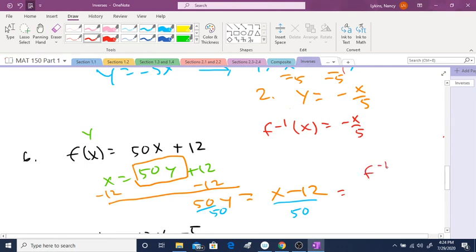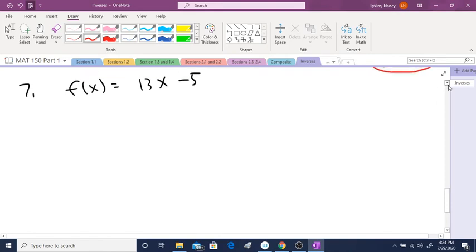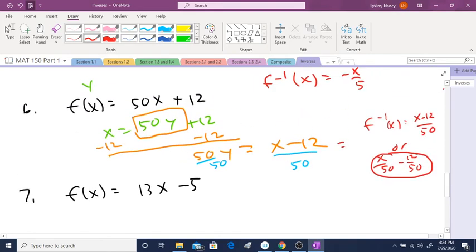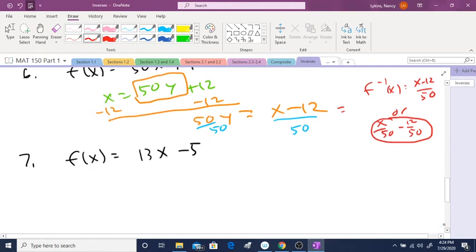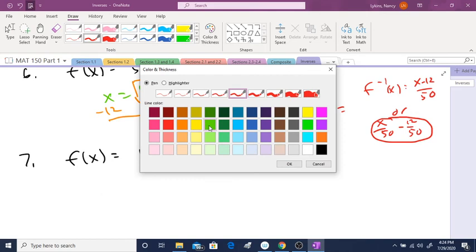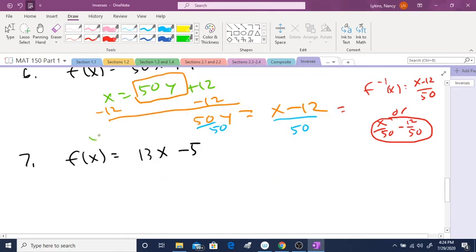And this f inverse of x equals x minus 12 over 50. Or you could split it up and say x over 50 minus 12 over 50 if you wanted to. And you could go ahead and reduce the 12 over 50 as well. Okay, number 7. I'm going to go ahead and switch it. So remember, that's my y. I'm going to say x equals 13y minus 5.